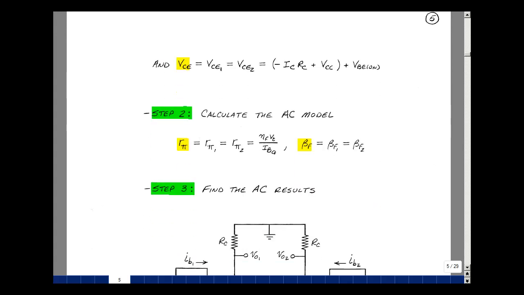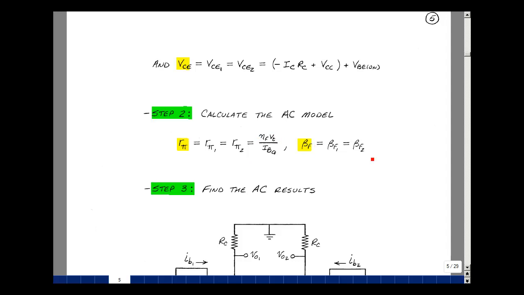Our second step in our four-step algorithm is to calculate the AC model. We're going to calculate R pi, which should be R pi 1 and the same as R pi 2 because we have the same biasing points. That's going to be beta F V sub T over I sub B at this operating point, and then our AC beta will be the same as our DC beta.